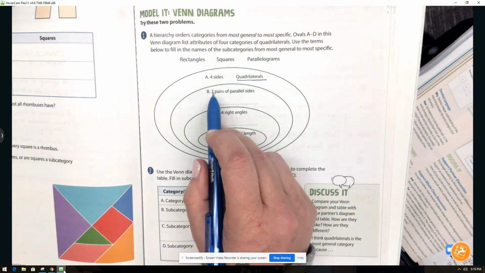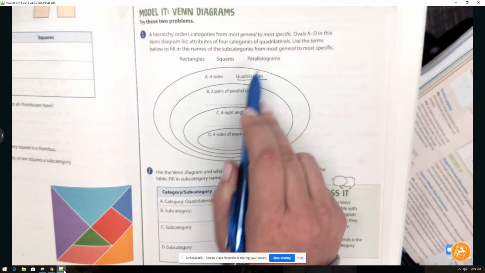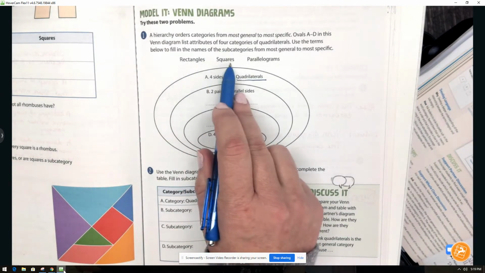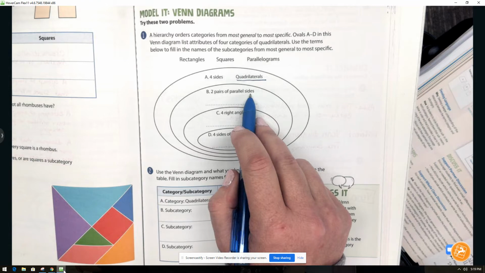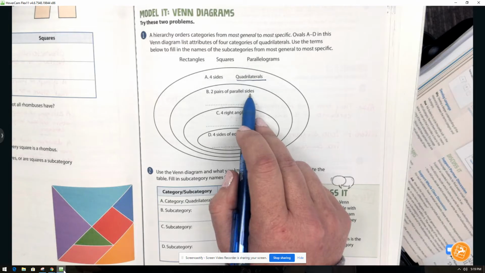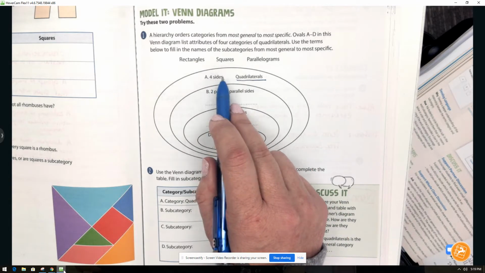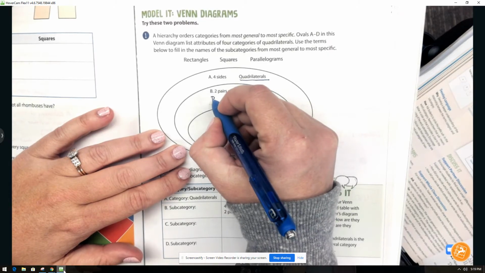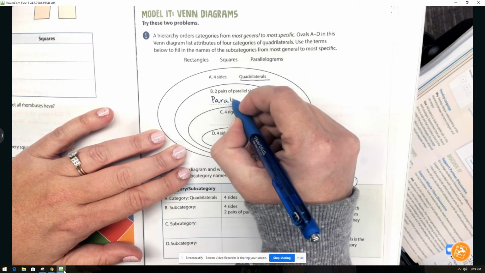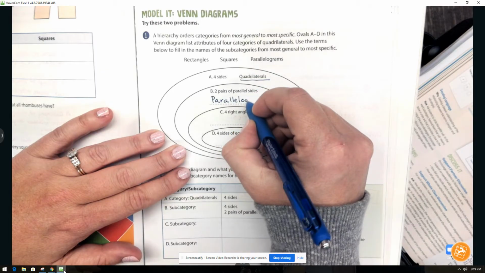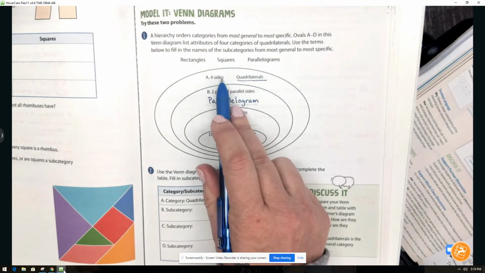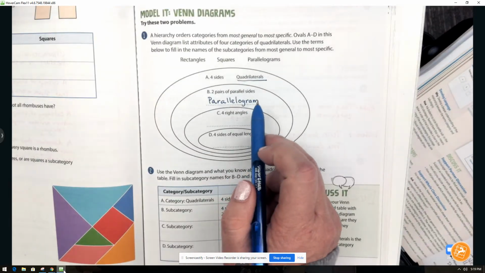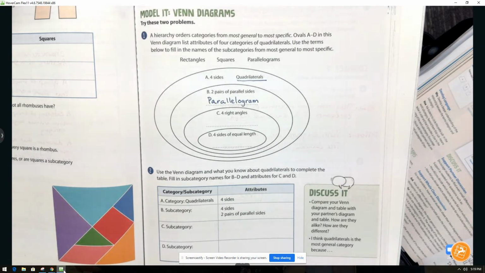Every shape that is underneath a quadrilateral will also have 4 sides. So now we're going to look, and we want to know between rectangles, squares, and parallelograms, which of these 3 shapes has 2 pairs of parallel sides, and it's the most general, meaning it doesn't have very many rules. We just know it has 2 pairs of parallel sides and it has 4 sides. That's right, it's a parallelogram. Because a parallelogram, we know that it has 4 sides and it has 2 pairs of parallel sides. And that's the only thing we know about parallelograms.